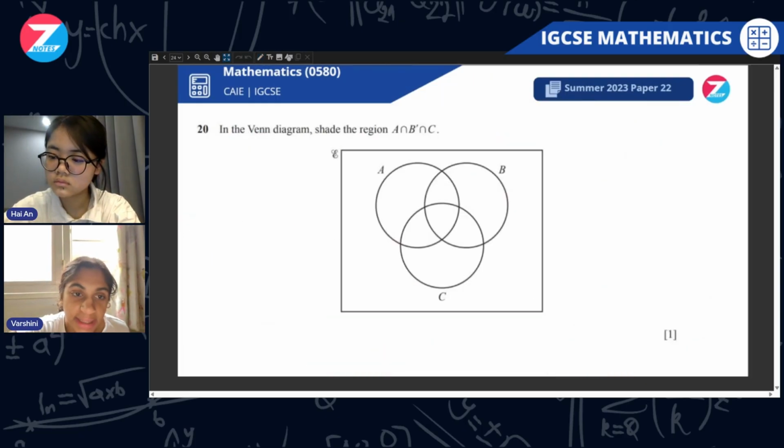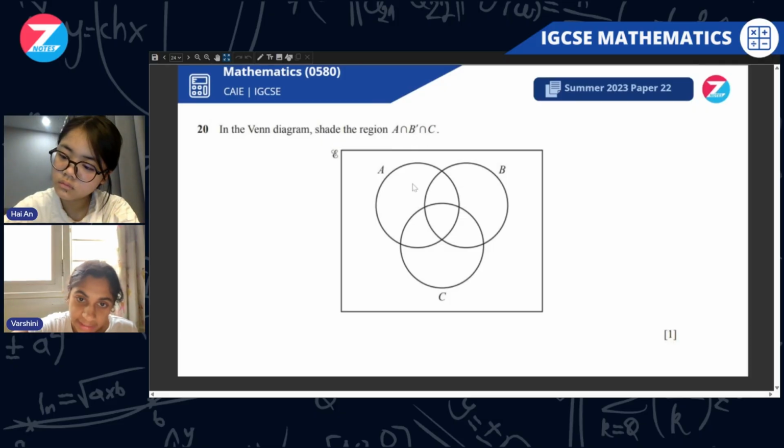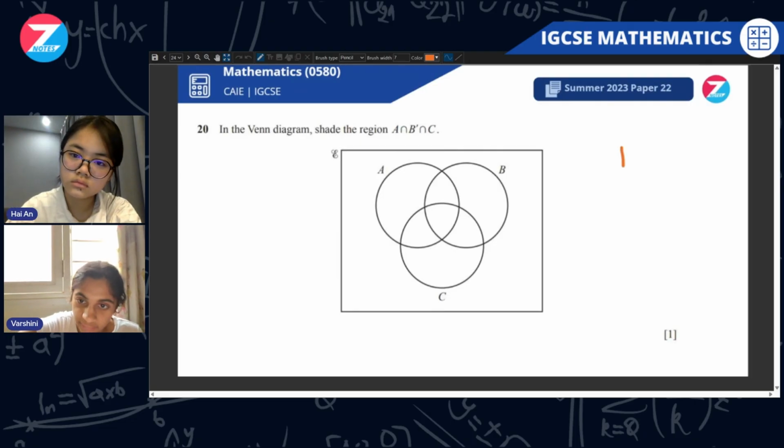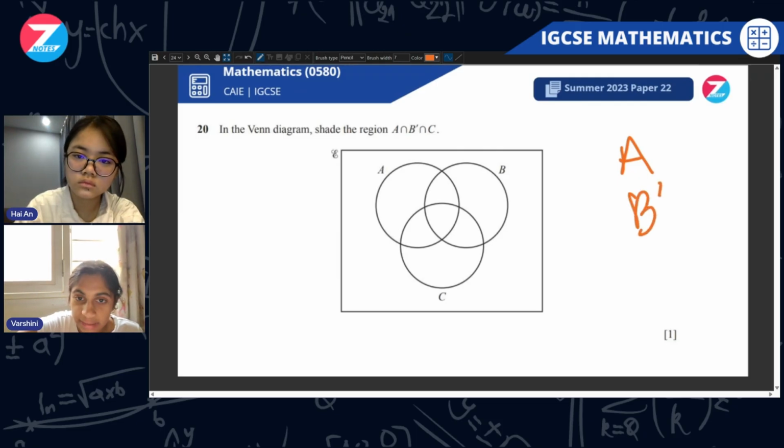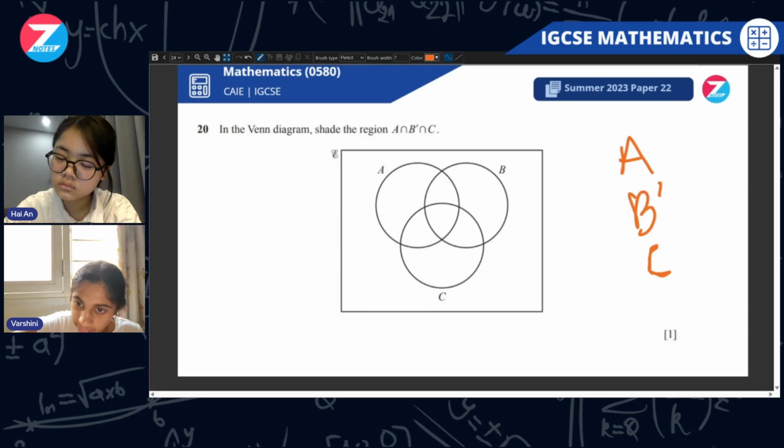Question 20. In the Venn diagram, shade the region A union B intersection, A intersection B complement intersection C. So what does this mean? It essentially means the region that's part of A, that's also part of B intersection, and that's also part of C. So what we do is shade each of these regions individually and see which overlaps. So A, we know it's just going to be this whole circle.